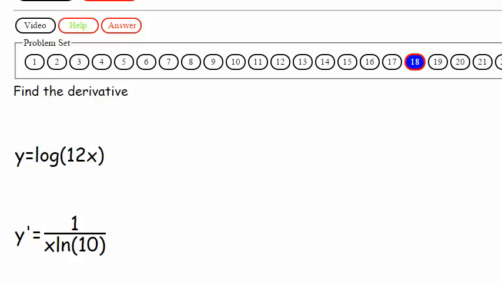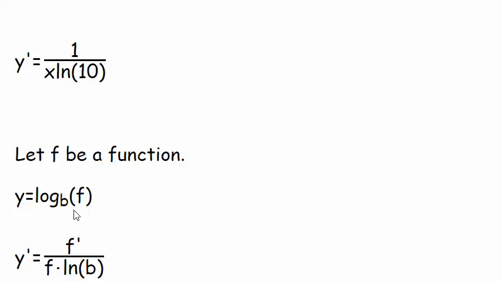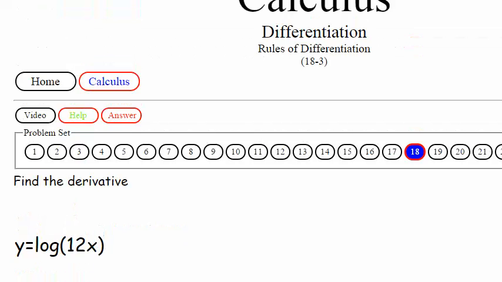I hope you got it, and I'm not sure what's going on here. Yeah, well, okay, that's the general. Do you know the general?